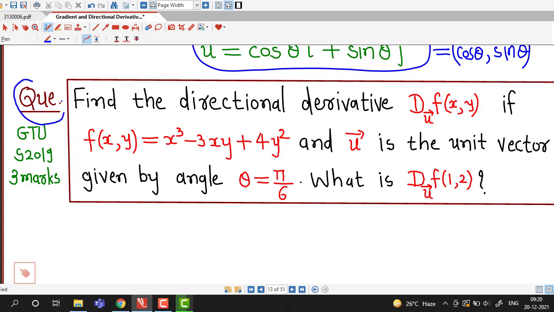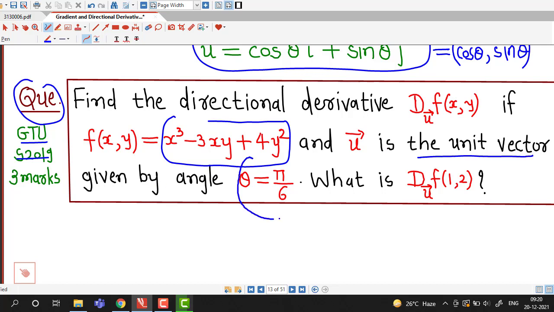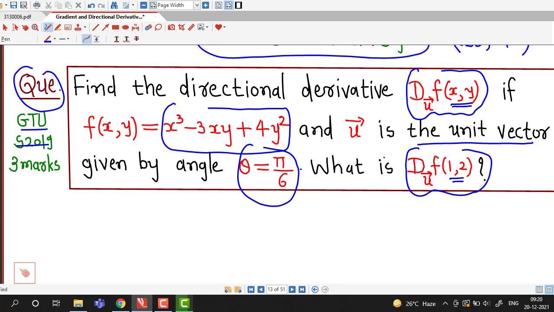This question was asked in the GTU Summer 2019 examination. Here we are asked to find the directional derivative of this scalar function x cube minus 3xy plus 4y square, where u bar is the unit vector given by angle theta. First we have to write down the formula for the directional derivative of this function at any point (x, y), and then we have to calculate the directional derivative at this particular point (1, 2).